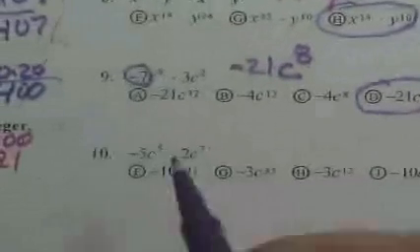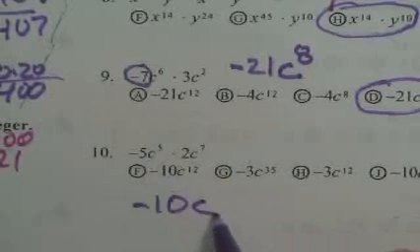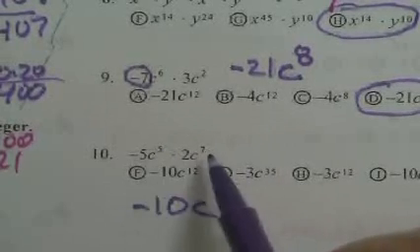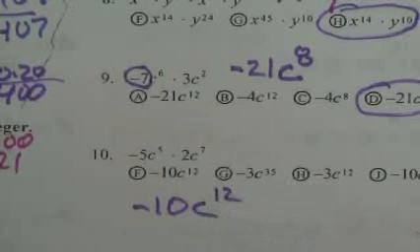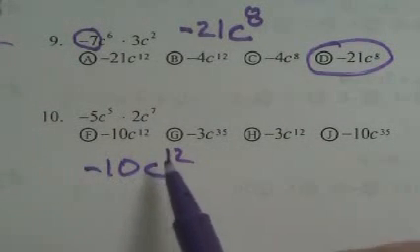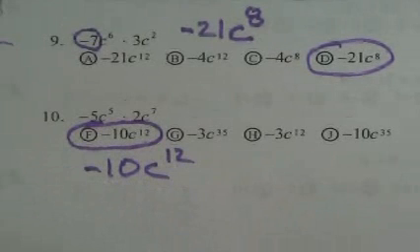Okay, number 10, same thing. Negative 5 times 2 is negative 10. Then I have c to the 5th and c to the 7th. 5 c's and 7 c's make 12. 12 c's. So the correct answer is letter F. Negative 10c to the 12th.